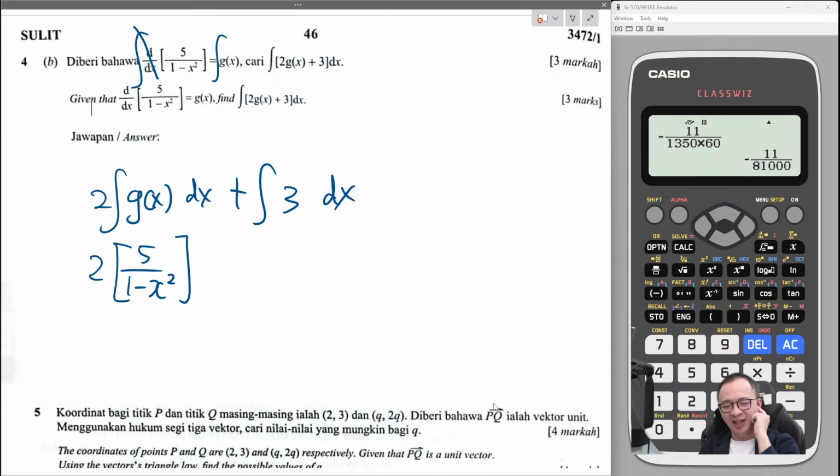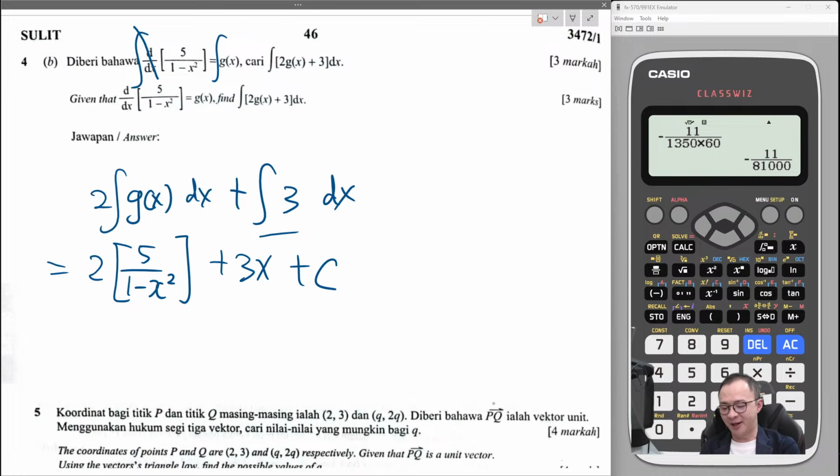Because a lot of students will argue with me, sir, you haven't integrated. Yes, because I don't want to integrate. Not haven't, because I don't want to. They have the d dx over there. But I have a 3 here. I will integrate the 3, which is 3x plus c.